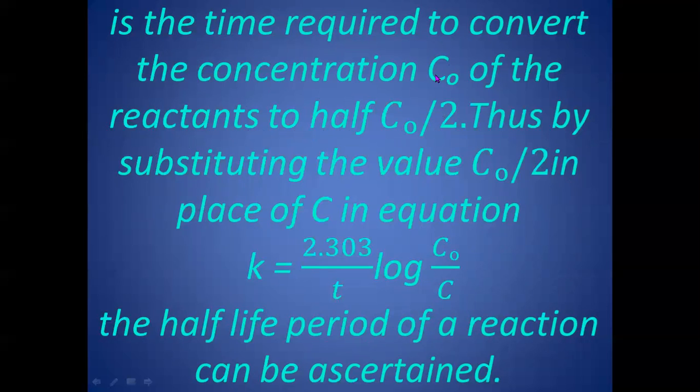Why? Because C0 is the initial concentration. So time required to convert it into C0 by 2. Thus, by substituting the value C0 by 2 in place of C in the equation, we get K is equal to 2.303 by T log C0 by C. This is called T half. Why? Because it is the half-life period. Therefore, we can substitute T half here, C0 by 2 here in place of C.